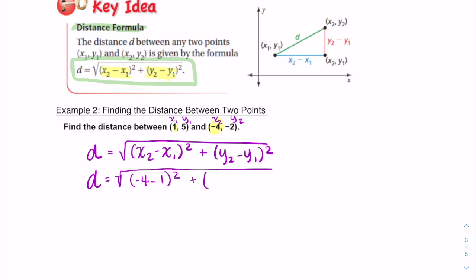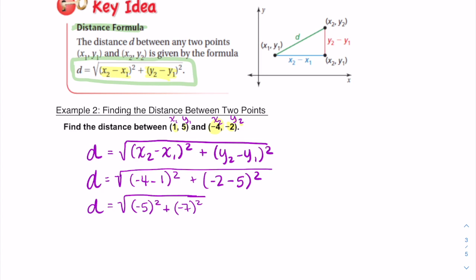Plus, now let's move to our y values. y2, si usted me ve aquí, this is y2, is going to be a negative 2 minus y1, which is 5, and that's all squared. So distance formula equals the square root of negative 4 minus 1 is going to be negative 5 squared, plus negative 2 minus 5, negative 7 squared.